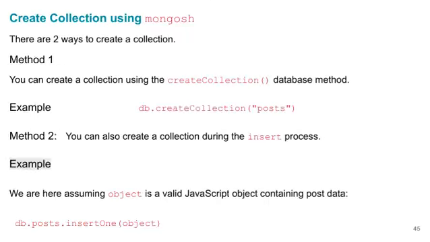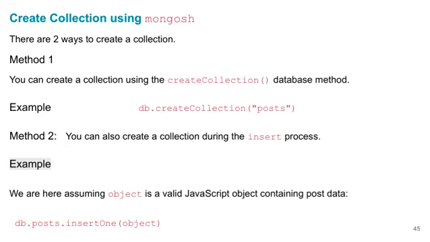Now let's look at how to create a collection in Mongosh. There are actually two main ways to do this. First, you can create a collection explicitly using the createCollection method on your database. For example, if you want to create a collection called posts, you would simply run db.createCollection("posts"). This approach is straightforward and gives you control over the collection's initial settings if needed.